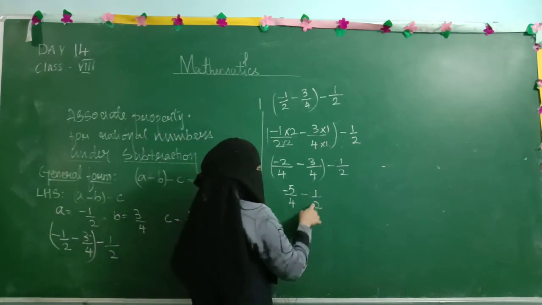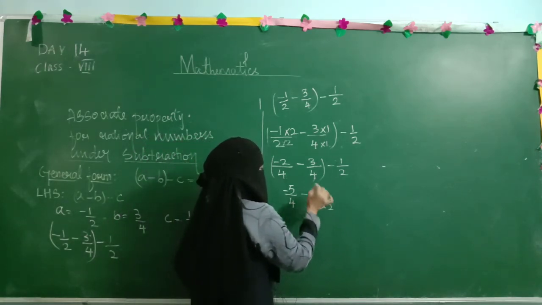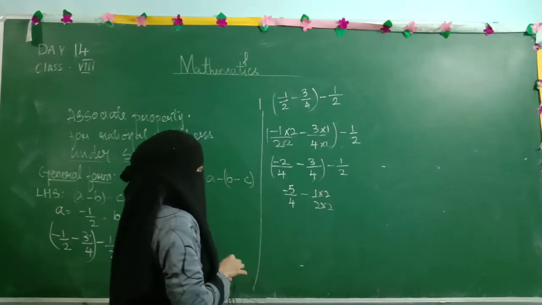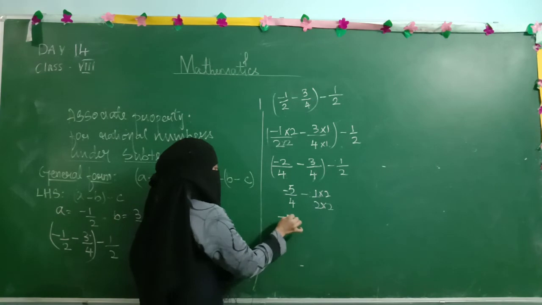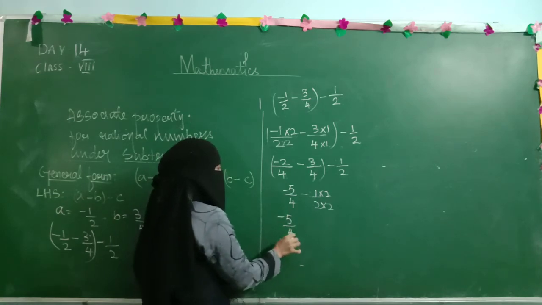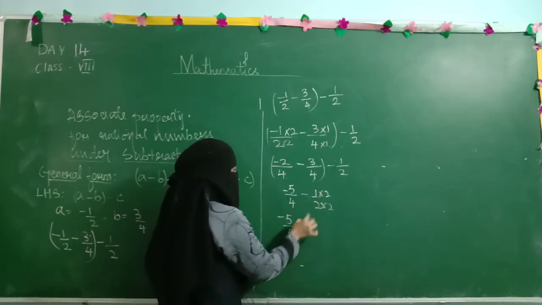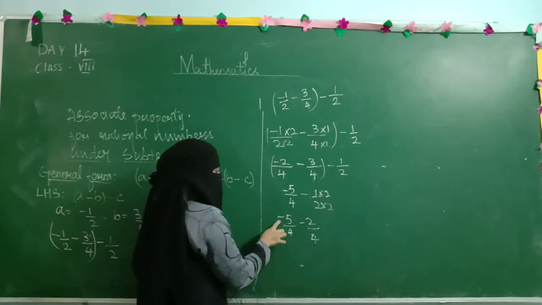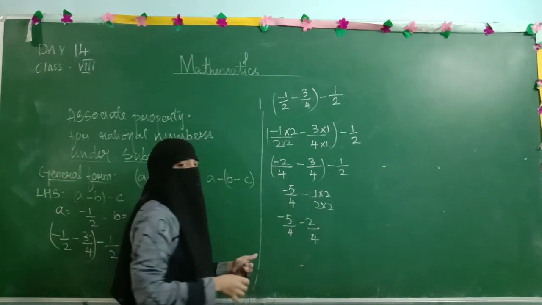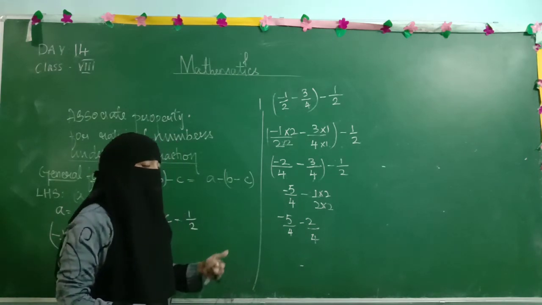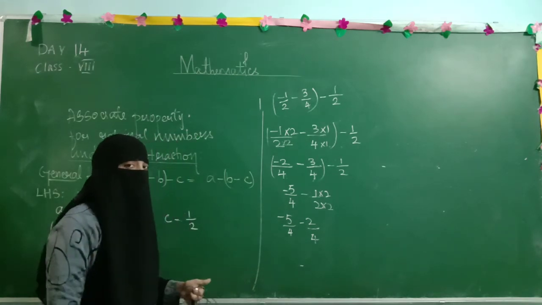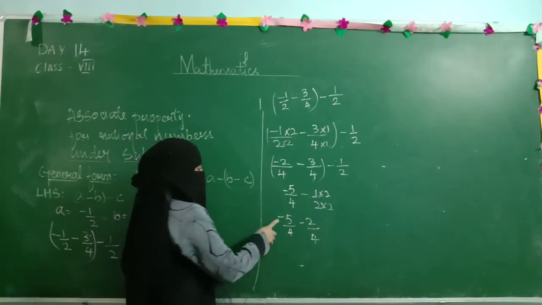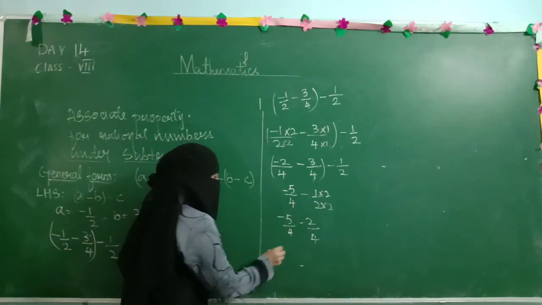Yes, we need to make this 2 as 4 by multiplying by 2, and in the numerator also we are multiplying it by 2. So minus 5 by 4, then minus 1 times 2 is 2 by 4. Minus 5 by 4 minus 2 by 4, both are having the same denominator, so directly we can add the numerators, and we have to write the denominator only one time. Very good.